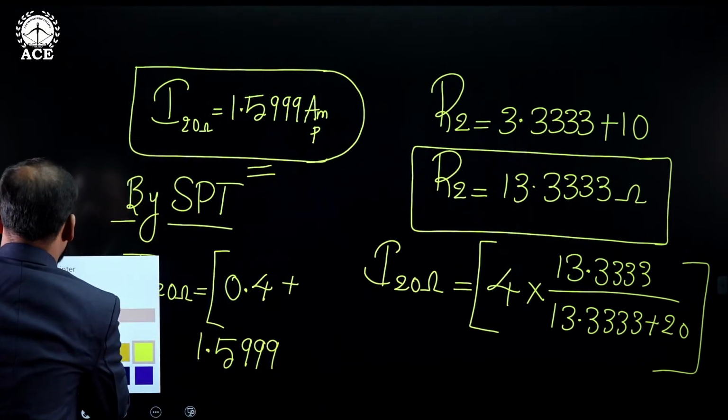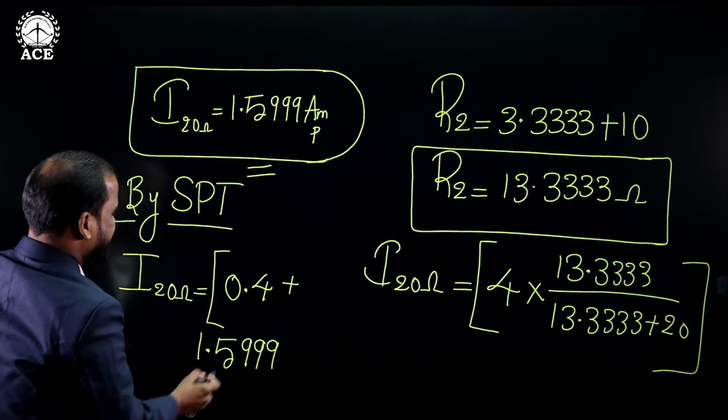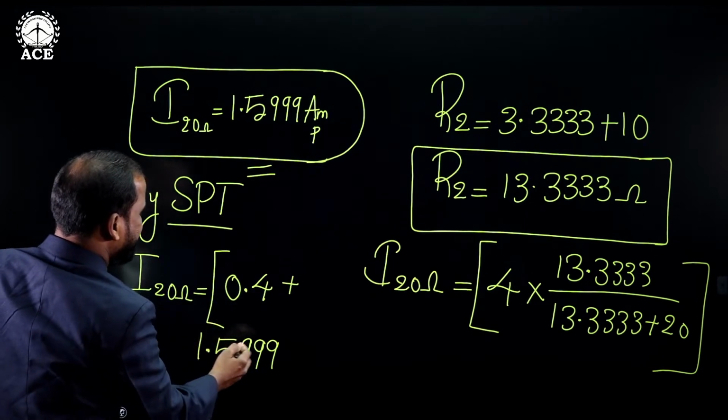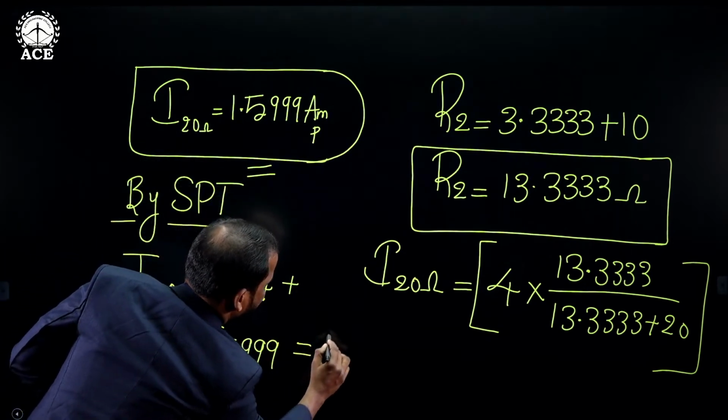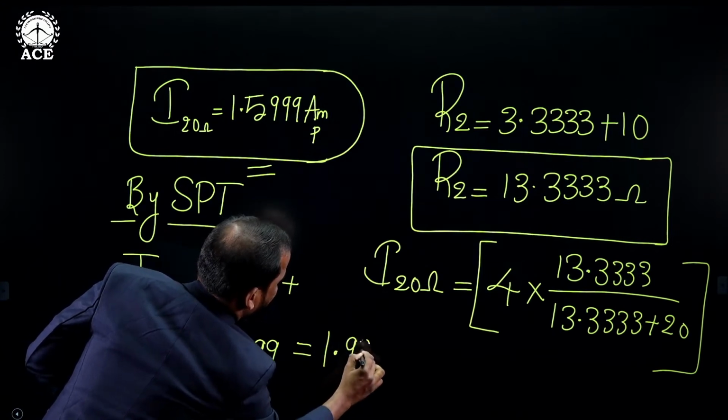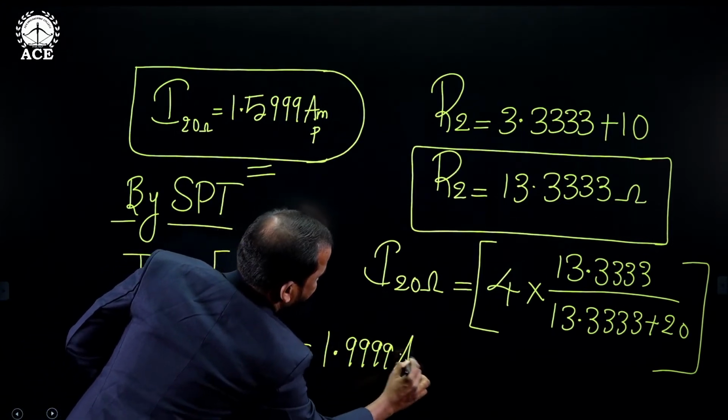So you will get the value of the final current as 1.9999 amperes. Okay.